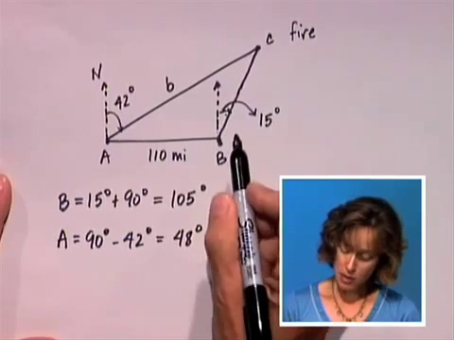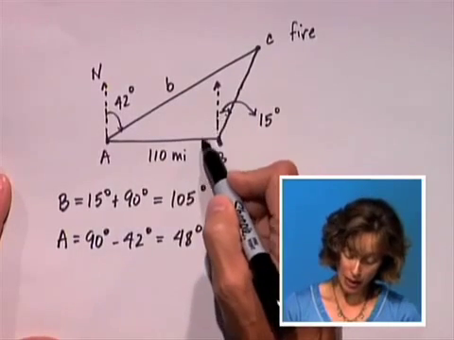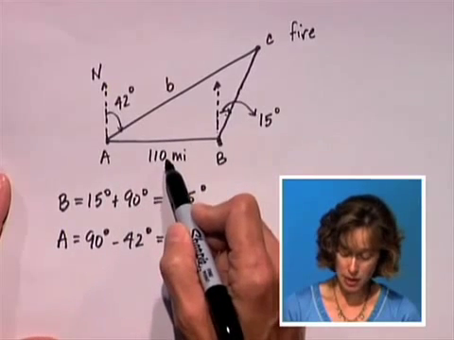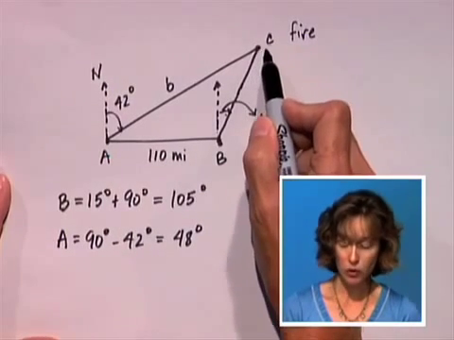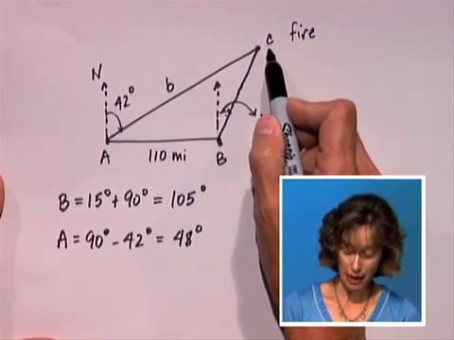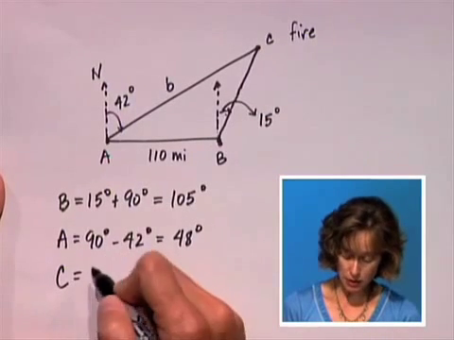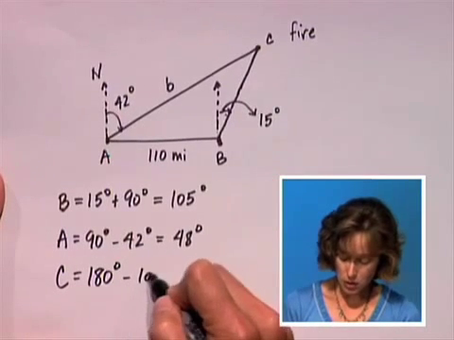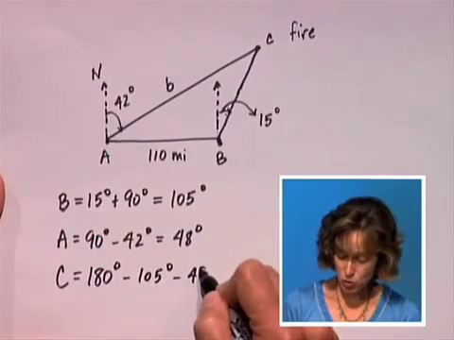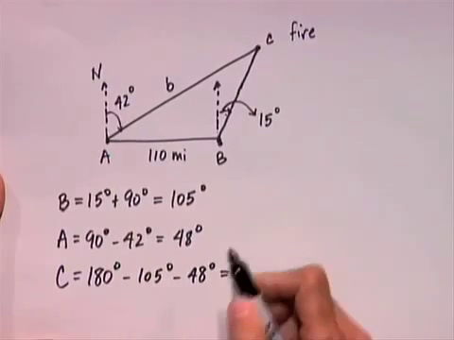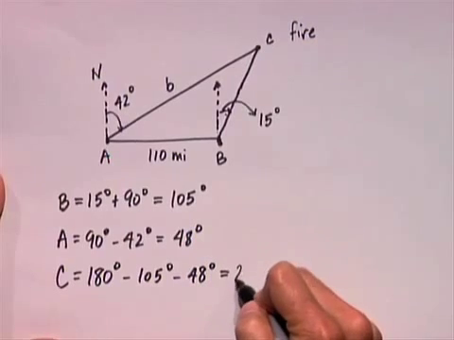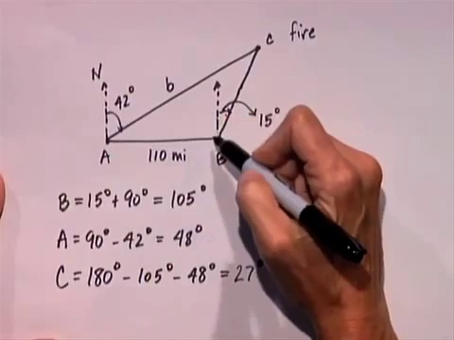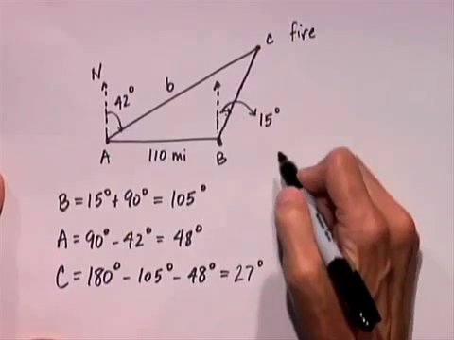So, let's see what we have. We're looking for side B. I have angle B, side B, I have angle A, but this side is side C. So I'm going to need the angle where I've located the fire at angle C. To get angle C, I can take 180 degrees, the sum of the three angles in the triangle, subtract 105, and subtract 48 degrees. If you make that subtraction, you'll find that angle C is 27 degrees.